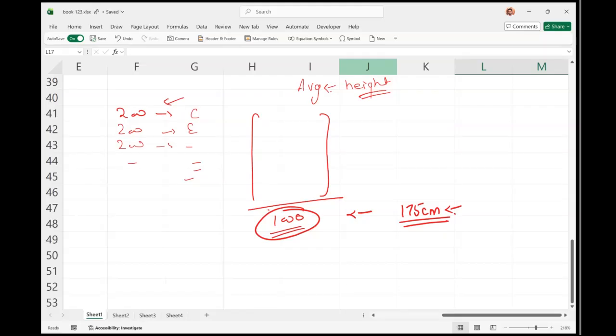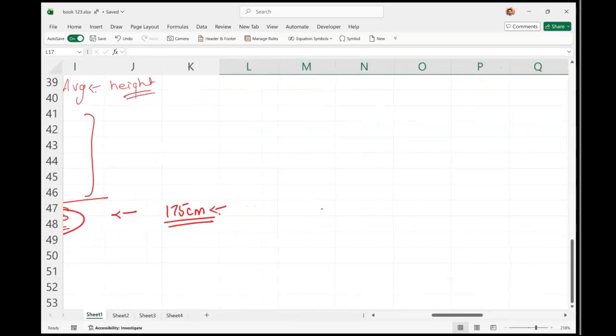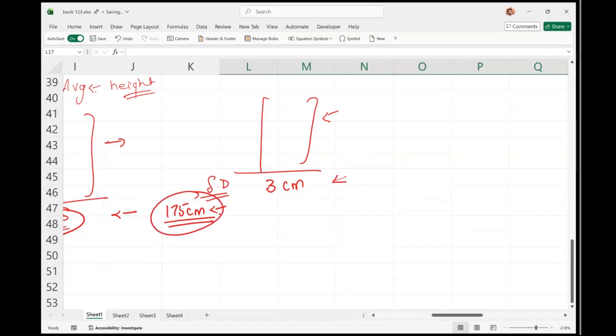Now, that was one part of my study. Now I wanted to do the study a little bit more advanced, so I'm going to find the standard deviation. I have 1,000 data points, and I've already taught you how to calculate the standard deviation. If it is raw data, you just apply the formula, and let's say you get a standard deviation of 3 centimeters. So the mean value is 175, and the standard deviation came out to be 3 centimeters.